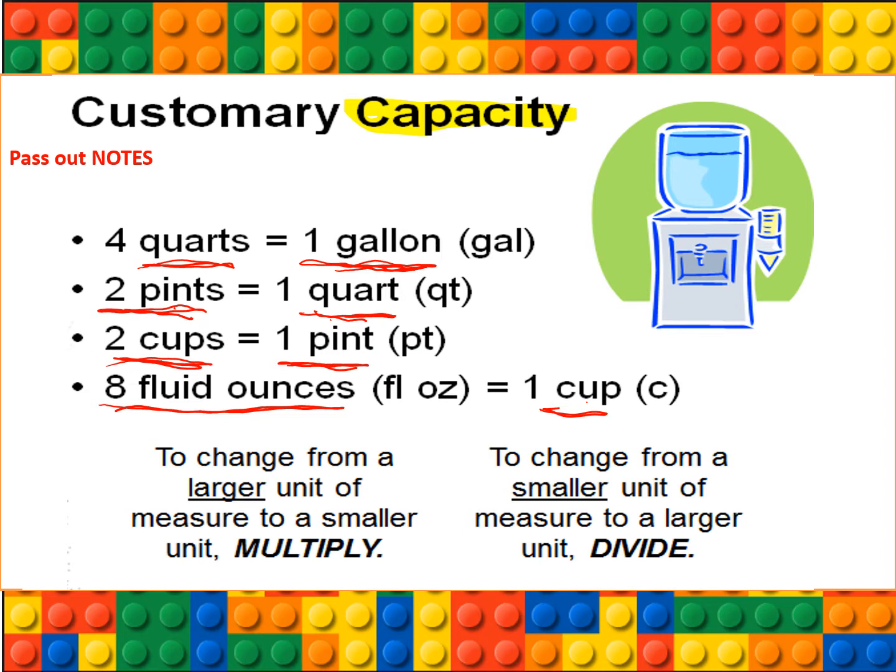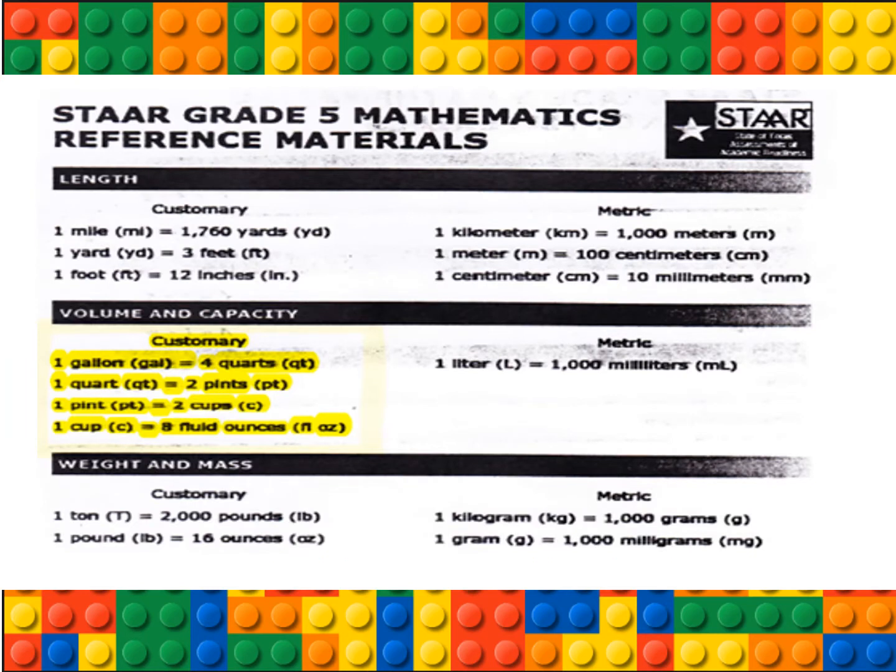To change from a larger unit of measure to a smaller unit of measure, we're going to multiply. To change from a smaller unit of measure to a larger unit of measure, we will divide. All right, so let's look at that mathematics chart again. So here we are focusing on the customary side and capacity. So customary capacity, and the only units we have are ounces, cups, pints, quarts, and gallons.